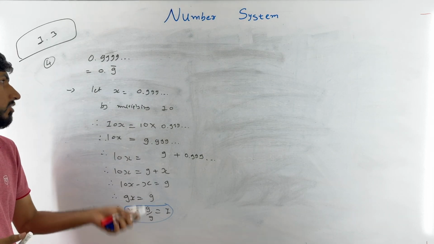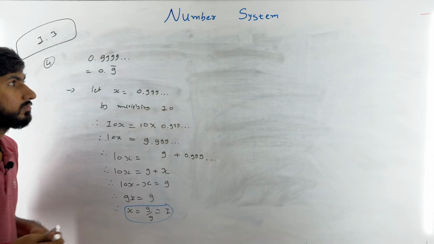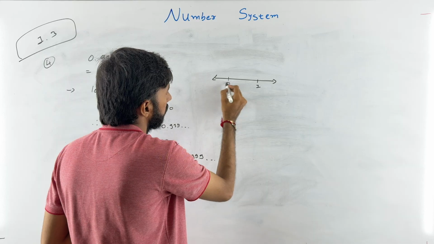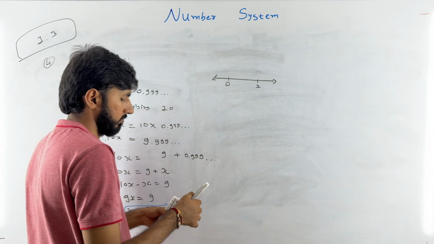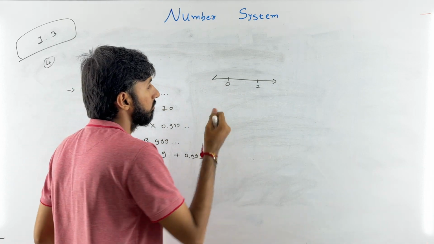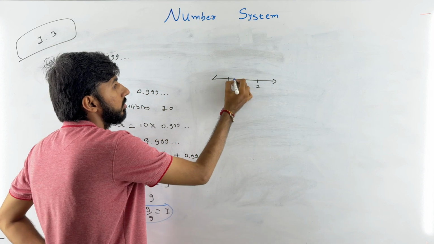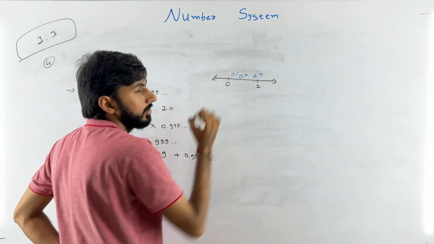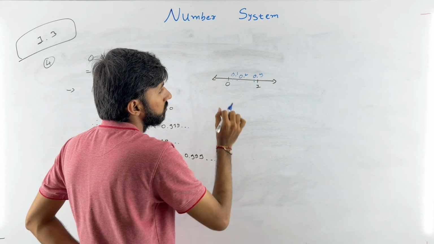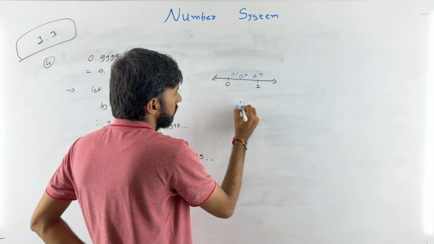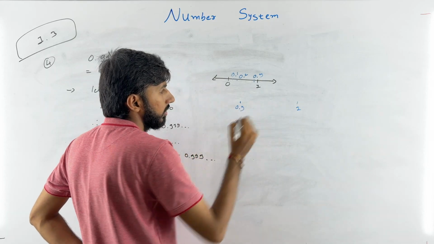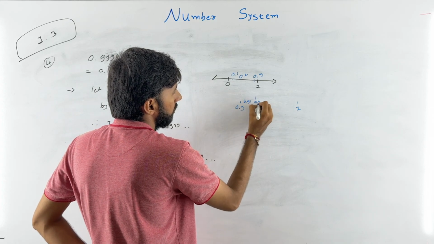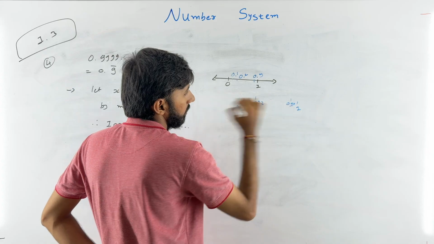So why does the value of this become 1? Because of the number line. Let us see, here we have 0 and here we have 1. Now if I write the numbers that come between 0 and 1, first is 0.1, 0.2, up to 0.9. Now if you zoom in on this section, between 0.9 and 1, if I start writing the numbers between these, 0.91, 0.92, up to 0.99.